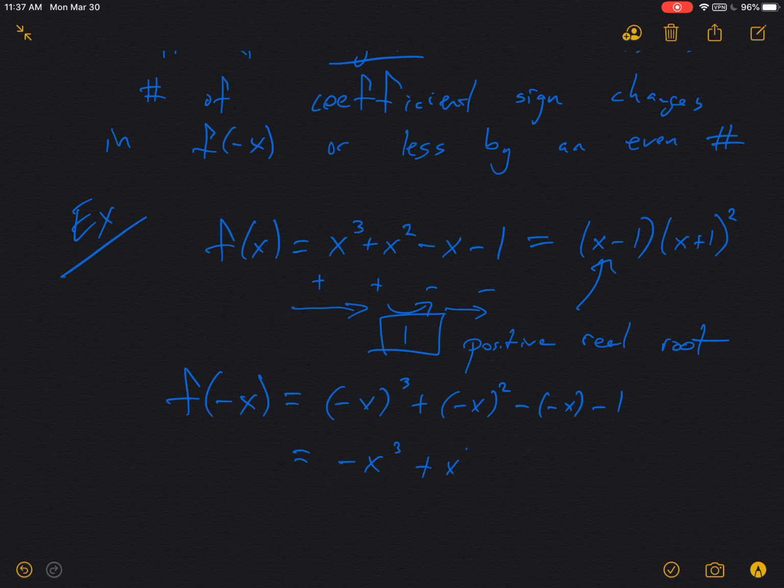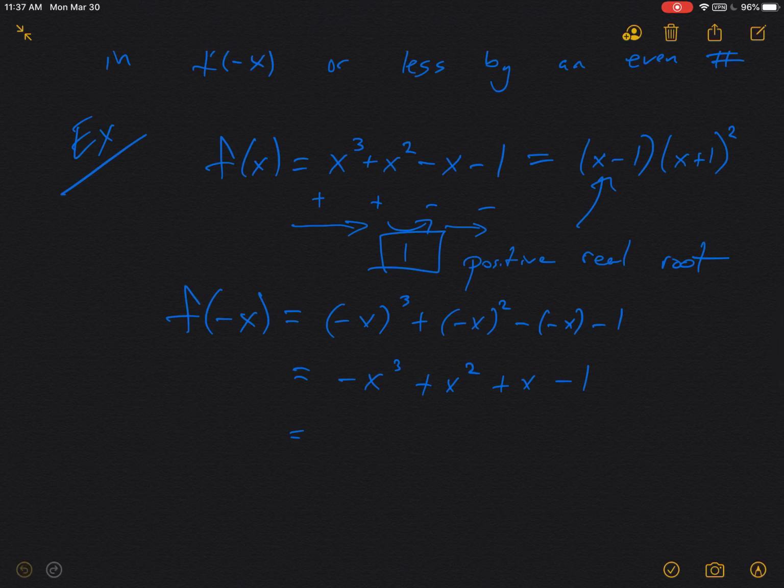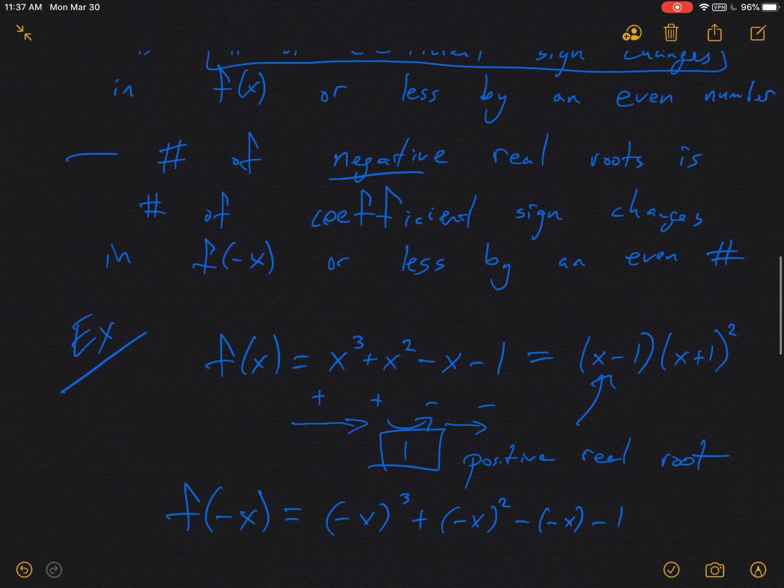And then if you simplify this, this would be a negative x cubed plus an x squared plus an x minus a 1. And now we can look for the number of sign changes in f of negative x. So this coefficient is negative and then positive, so that's one sign change, and then positive and then negative. So here's a second sign change. So we go from negative to positive to negative. So there are two sign changes in total. And that means that the number of negative real roots is either 0 or 2.